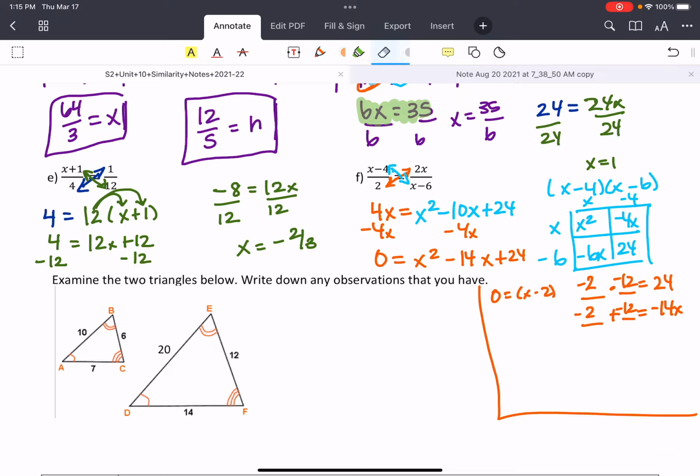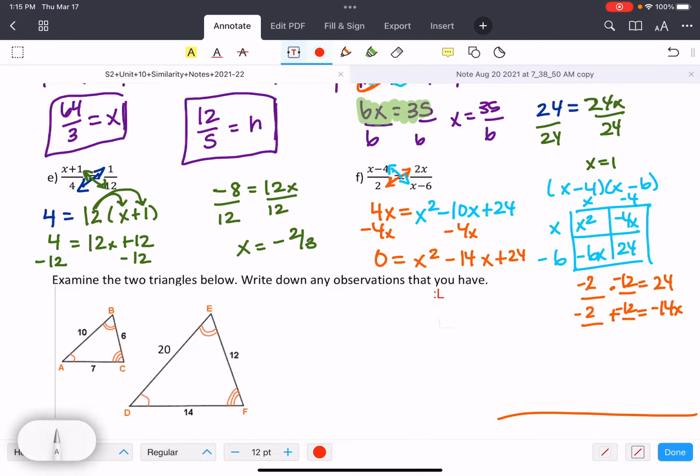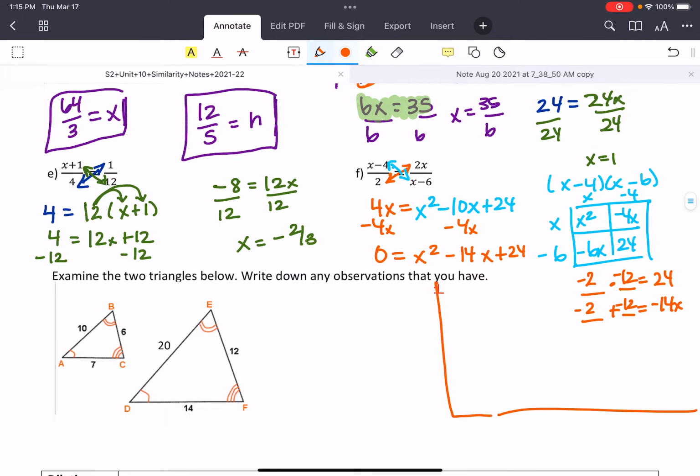Let's give myself just a little more room. Okay, here we go. 0 equals x minus 2 times x minus 12.